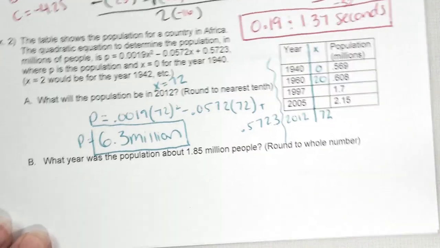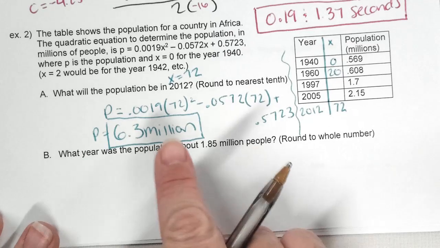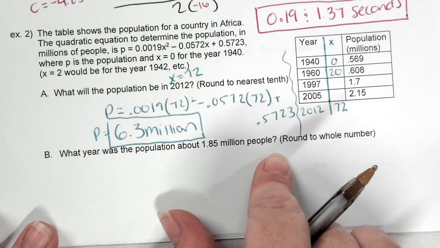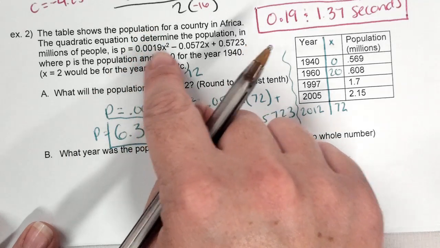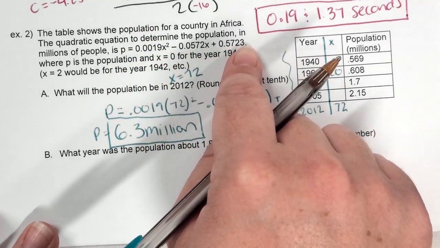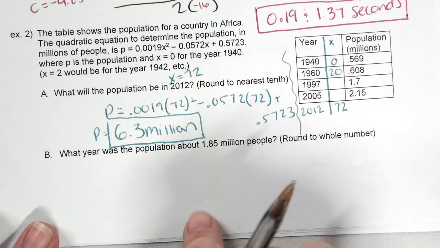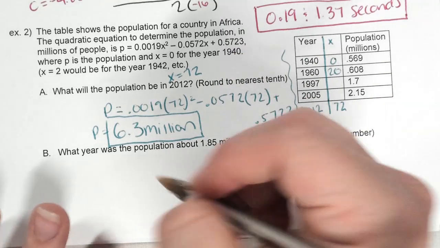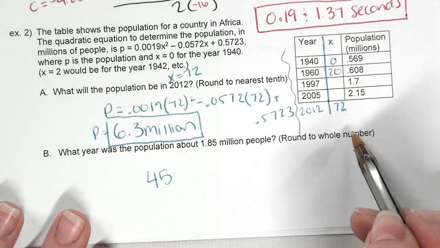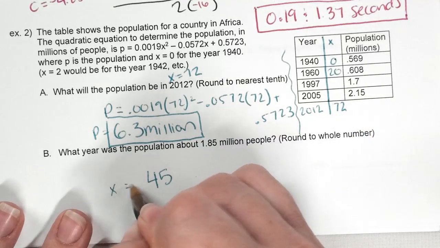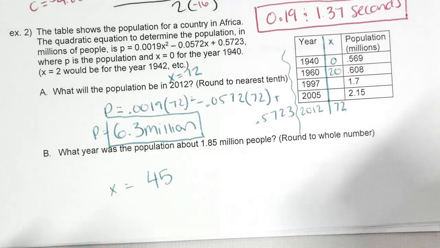Now, the next piece says what year was the population about 1.85 million people? So we would have done 1.85 equals 0.0019x squared and all this, yes? But then you have these ugly decimals you're plugging in. So I'm just going to tell you, if you end up with like 45 point something, it says round to the nearest whole number. So you get x equals 45, and then you get x equals a negative. Well, negative doesn't make sense.